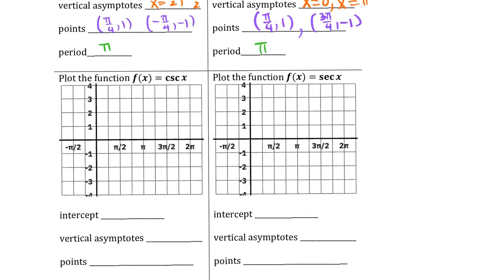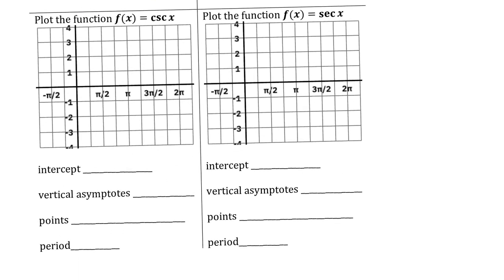Okay, now let's look at cosecant and secant. I hopefully showed you the graph on Desmos. Okay, but we can figure this out based on what we know. Okay, cosecant is 1 over sine. So let's pretend like we're graphing sine. Okay, if we're graphing sine, the period is 2 pi. So I'm going to start with that.